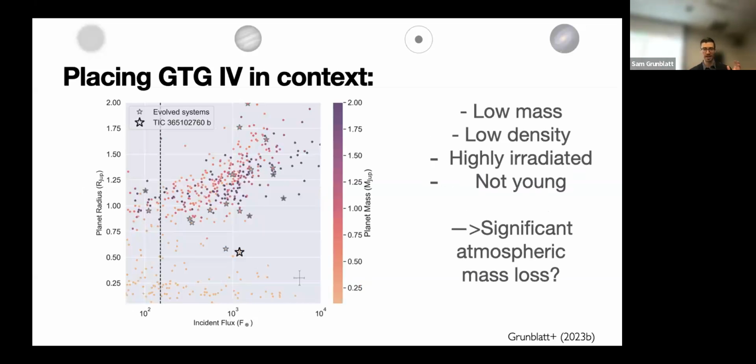So to put this planet in context, it's low mass, it's low density, it has very high irradiation. It's on an orbital period of like 4.2 days. And so the irradiation on this planet is over 1,000 times the flux on Earth. And so this all implies that there should be a lot of atmospheric mass loss in the system. Very low density and higher radiation means that you should have a lot of stripping of the planet's atmosphere.